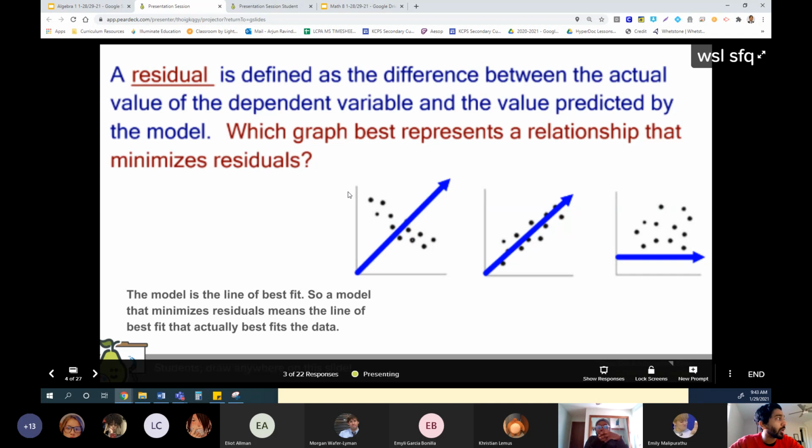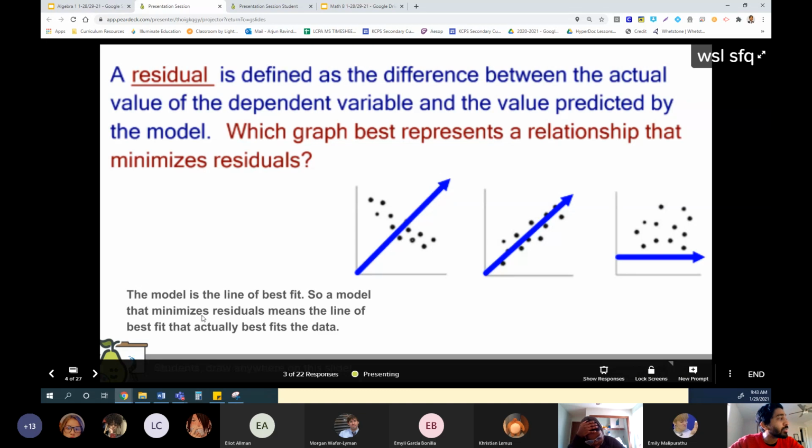Now, the third thing we're going to talk about after correlation and correlation coefficient is the idea of a residual. A residual is defined as the difference between the actual value of the dependent variable and the value predicted by the model. The model is the line of best fit. So to put that into simple English, a model that minimizes residuals means the line that best fits the data for real. Minimizes means makes smaller. So you don't want big residuals, you want tiny residuals.